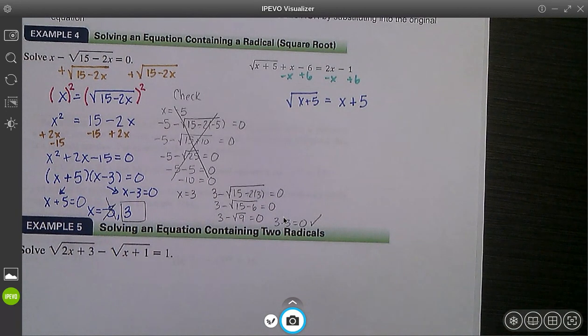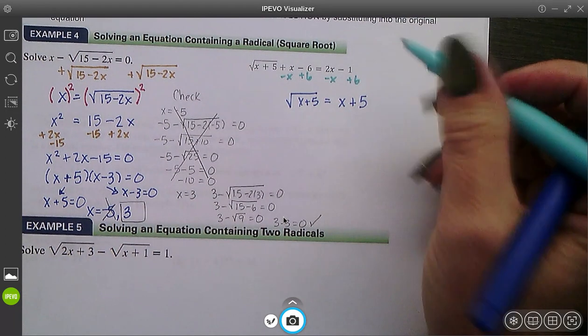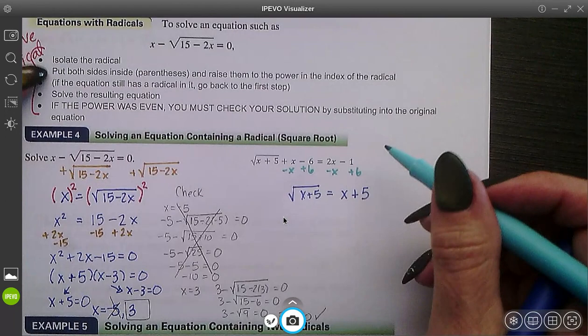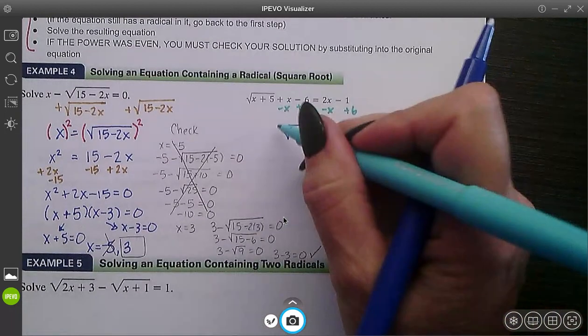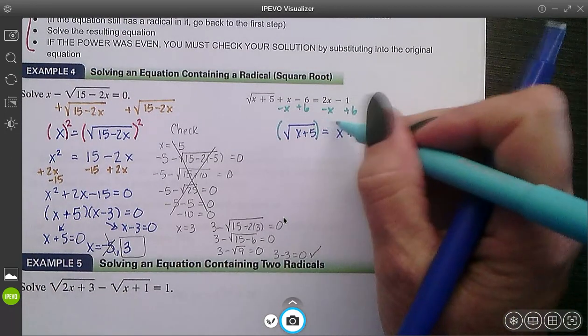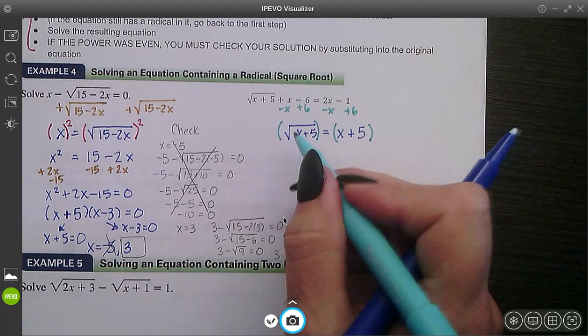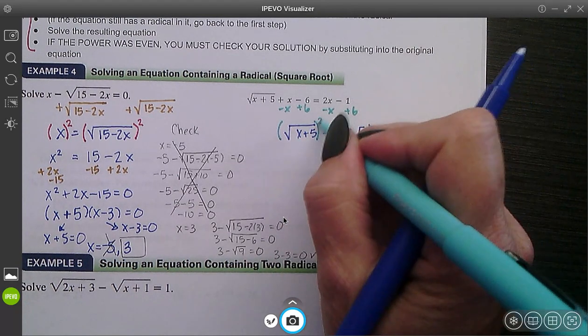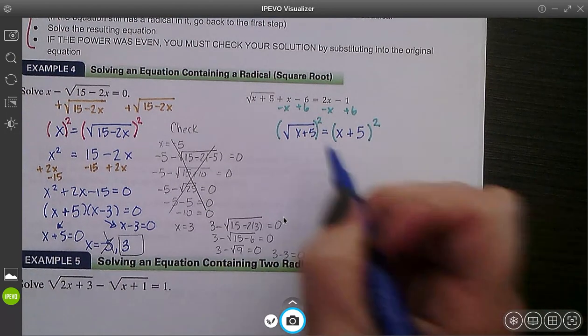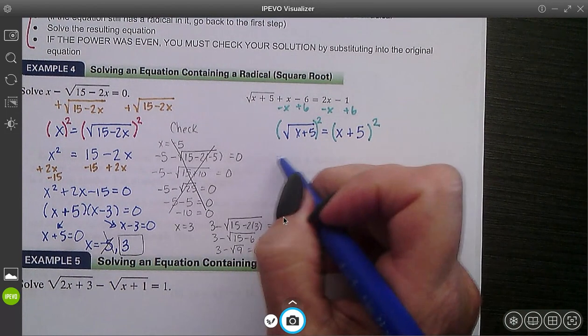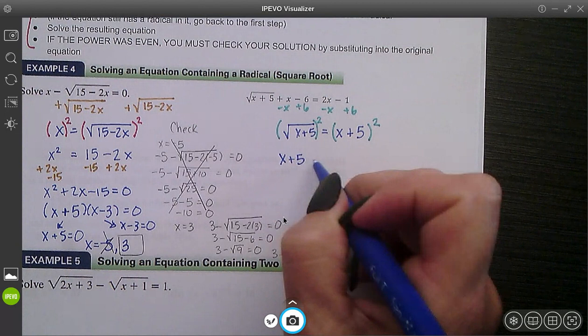Well, that's weird. Square root of x plus 5 equals x plus 5. Well, now that my radical is isolated, my next step is to put both sides inside parentheses and raise them to that power. So I have this side in parentheses, this side in parentheses. Since it's a square root, I will square both sides. On the left side, square root of x plus 5 squared just gives me x plus 5.